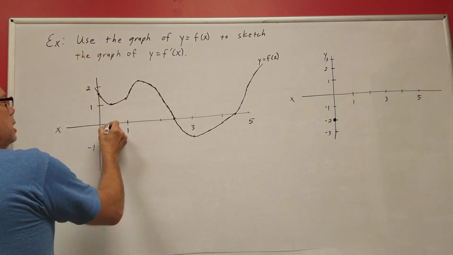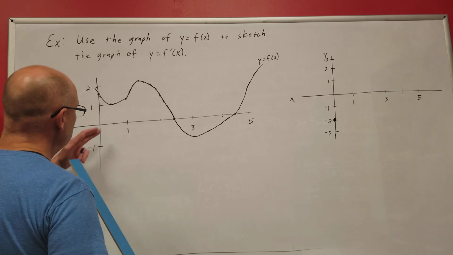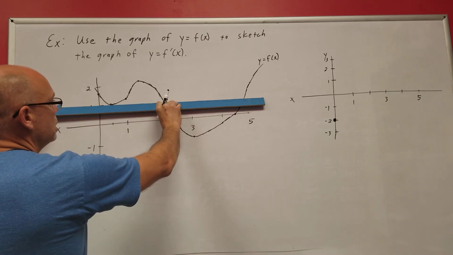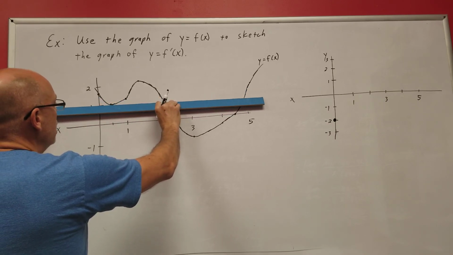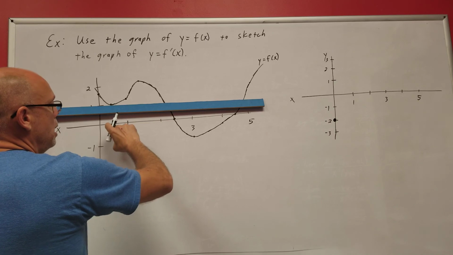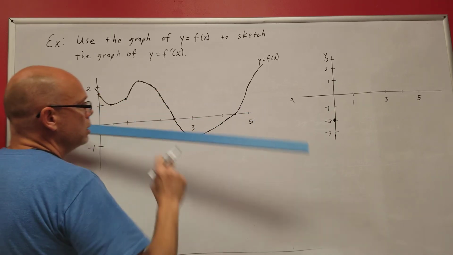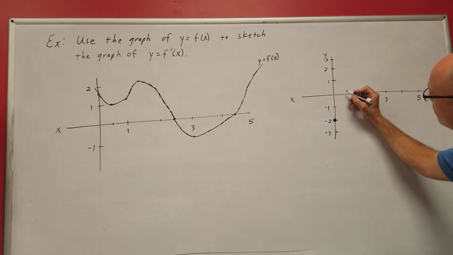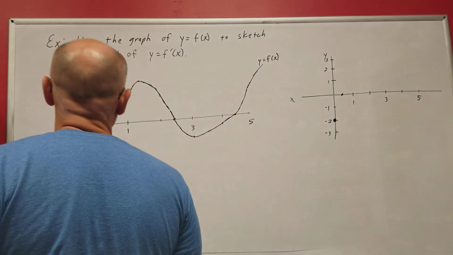What about right here? This is about 1/2, 1, that point right there. What about an x value of 1/2? What is my derivative? What's my slope of my tangent line? What's the slope of this line right here if it's horizontal? It's 0, right? So at 1/2, the slope of my tangent line is 0, so my derivative is 0. So I'm going to plot the point 1/2, 0 for my derivative function.